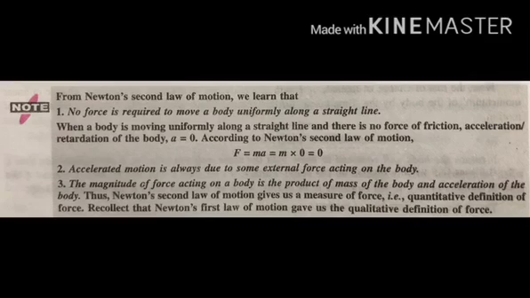Now some important notes from Newton's second law of motion. We learned that no force is required to move a body uniformly along a straight line. When a body is moving uniformly along a straight line and there is no force of friction, acceleration or retardation of the body, a is equal to 0. According to Newton's second law of motion, F is equal to ma. M multiplied by acceleration 0 is 0, so the force is 0.